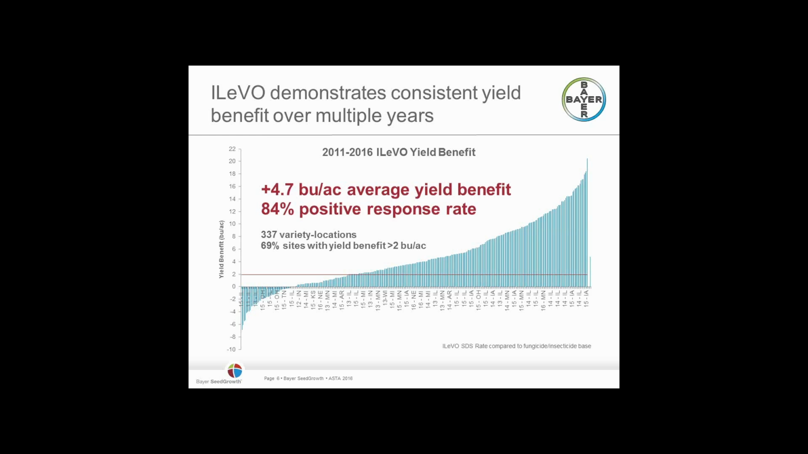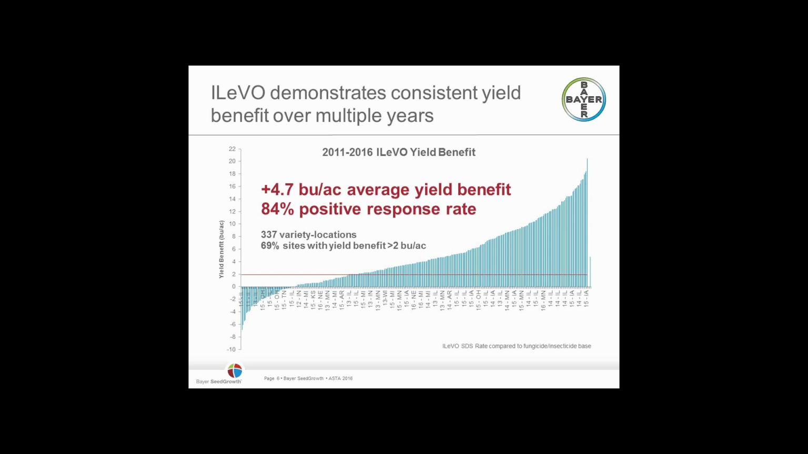And so what we see with this, 337 individual observations or trials, we see on average about a 4.7 bushel benefit associated with using Olivo, with an 84% positive response rate. That's a pretty good indication of the ability of Olivo to bring value to the table for SDS and SCN. I should mention that these trials are a mix of both sudden death syndrome as well as soybean cyst nematode, and there are varying levels of disease pressure in each of these trial situations.